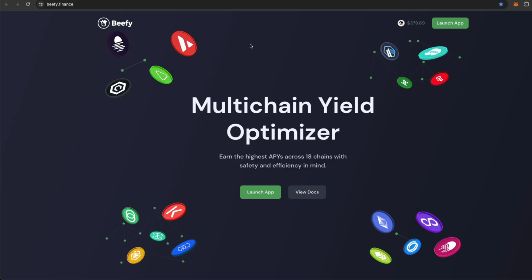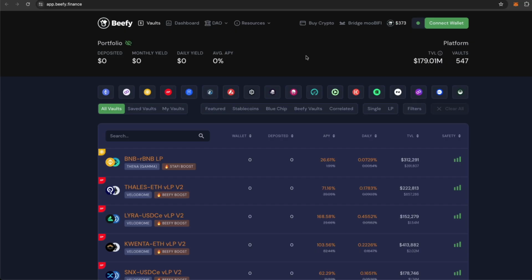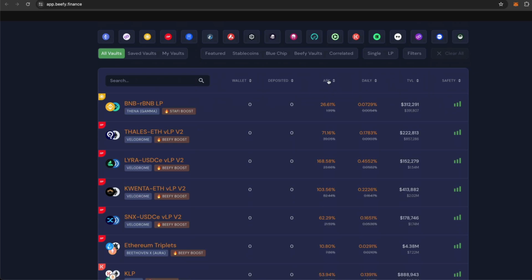Another really popular protocol is beefy.finance, which allows you to do multi-chain yield optimizing. So basically, they look across multiple chains and they try to take your assets and generate you a higher yield by doing some yield aggregation. So as you can see, beefy.finance tries to find you higher APYs by using multiple different chains.